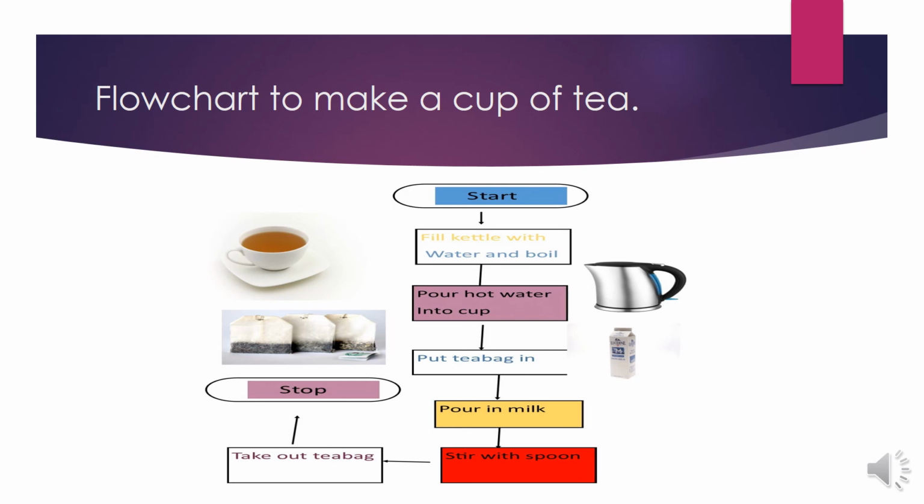This is a very simple example about making a cup of tea. And you know that flowchart is a pictorial representation or diagrammatical representation of an algorithm. That's why I simply take a very simple example to understand the logic of the flowcharts. So this flowchart will show you the flow, how to make a cup of tea.